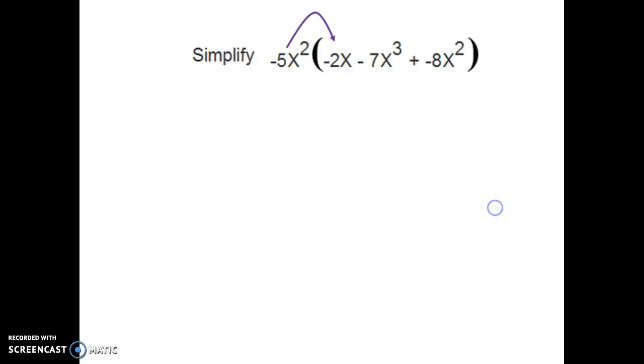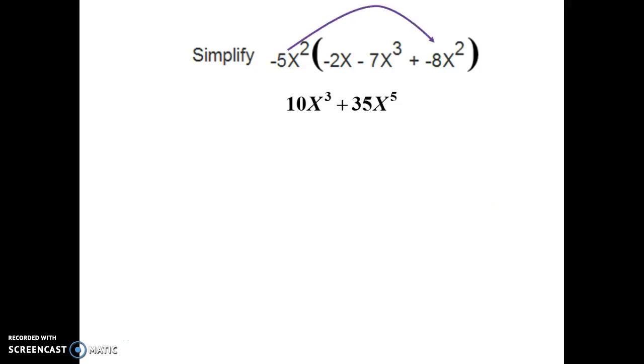We'll first distribute the negative 5x squared to the negative 2x. Negative 5 times negative 2 is a positive 10, and x squared times x is x cubed. So our first term is 10x cubed. We then distribute the negative 5x squared to the negative 7x cubed. Negative 5 times negative 7 is positive 35, and x squared times x cubed is x to the 5th power. So our next term is going to be plus 35x to the 5th power.